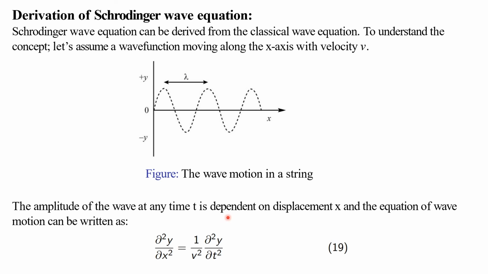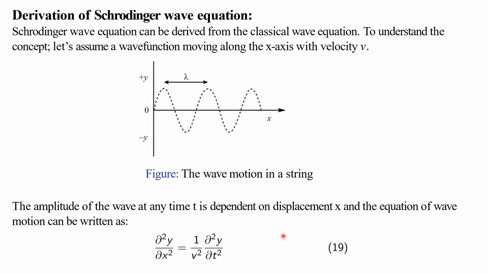Now, the derivation of the Schrödinger wave equation. The Schrödinger wave equation can be derived from the classical wave equation. To understand that concept, let us assume a wave function moving along the x axis with the velocity v. So, this is the particle, it goes like this in the x direction, and this is the value of the wave function. The amplitude of the wave at any time t is dependent on displacement, and the equation of wave motion can be written like this.